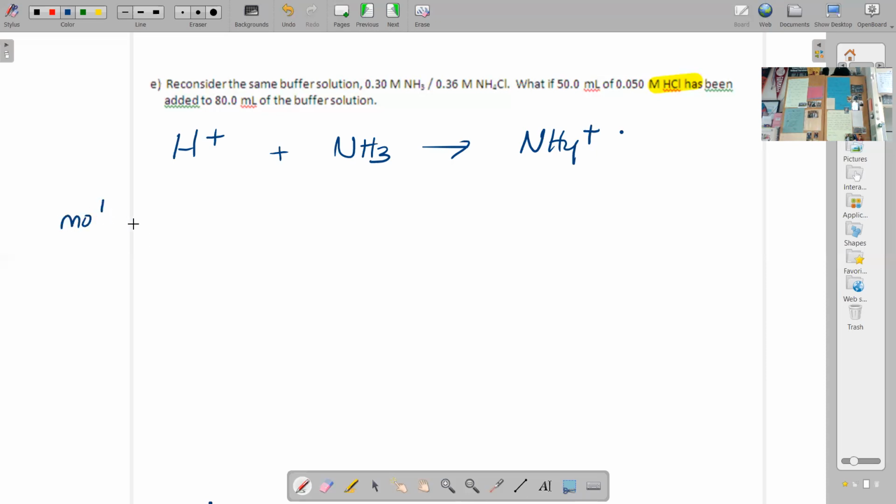For your ICE table, you have moles initial, change, moles final, concentration, but make sure you show me how you get those moles. Numbers can't just drop from the ceiling. Make sure you show me how you get each of the mole values. Let's see, so 50 milliliters, 0.05 molar.